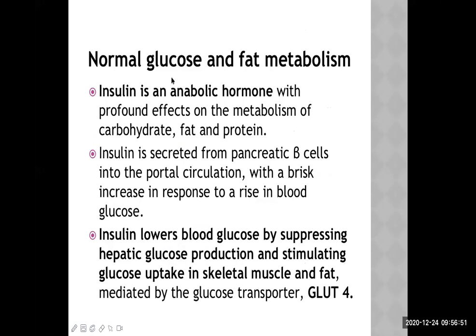Now see this, insulin is an anabolic hormone. What do you mean by anabolic hormone? Anabolism means what? Formation of different substances. Very good. Formation or synthesis. It's a synthesizing hormone. Exactly. So it has a profound effect on the metabolism of carbohydrate, fat, and protein. And when we have excessive insulin in our body, because of the formation of all these substances, remember, the person will gain weight.